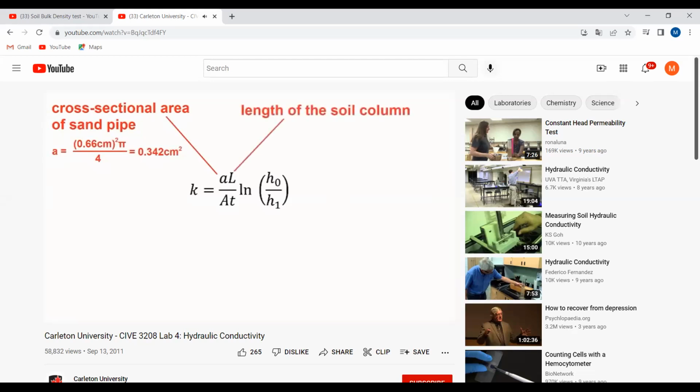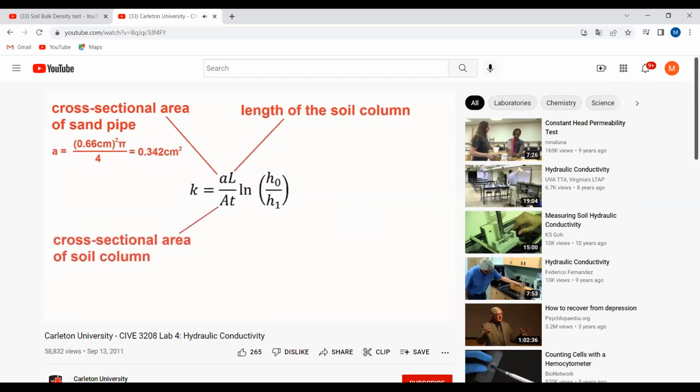This is the equation for the coefficient of permeability when performing the falling head test. Lowercase a is the cross-sectional area of the standpipe. The internal diameter is given to us as 6.6 millimeters. From this, we get the area. L is the length of the soil column. In our case, the length of the column is 16 centimeters.